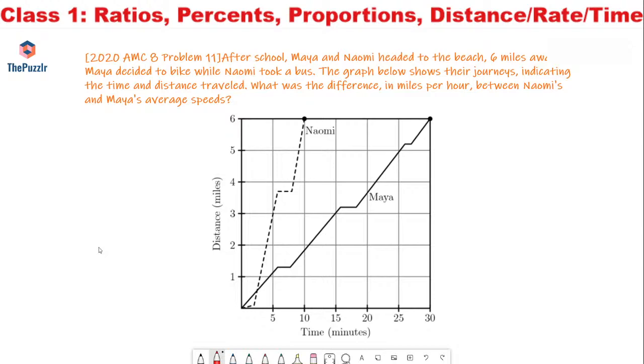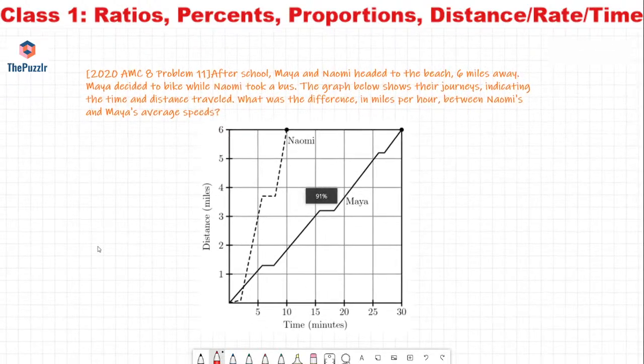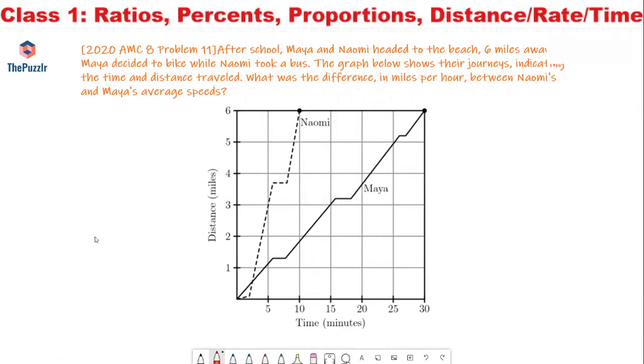Okay, let's try solving this problem. We're running a bit low on time. We might go a bit overboard in the first class. So let's see. Maya, she traveled what? She traveled 6 miles in 30 minutes. So she would travel how many miles in 1 hour? Well, you double 30 minutes to get 12 miles.